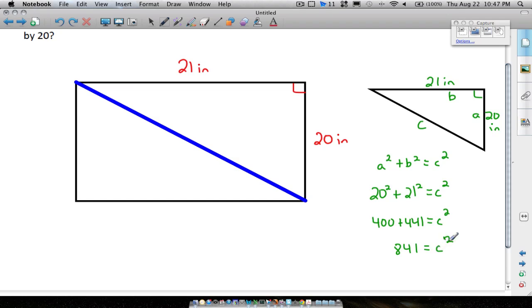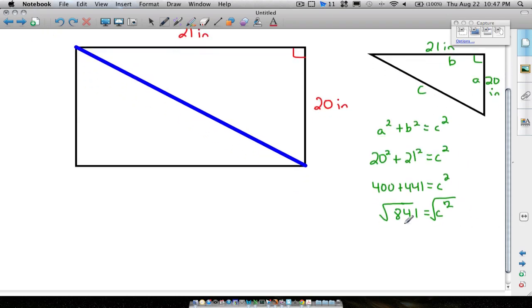The opposite of squaring something is to take the square root of that number. So taking the square root of 841, maybe that's one you don't have memorized. Heck, I just had to check it in the calculator. The square root of 841 is 29. That's what c is equal to, because the square root of c squared is equal to c.